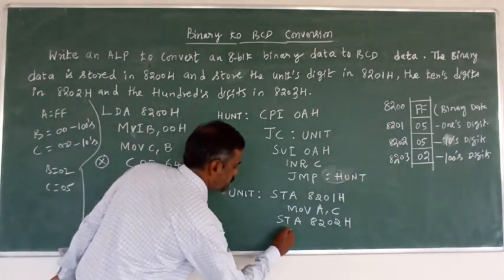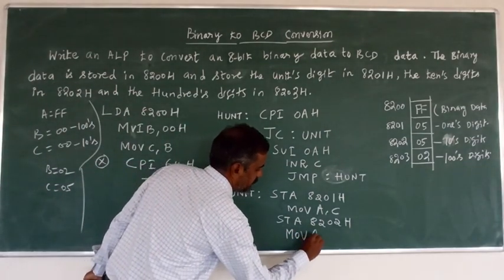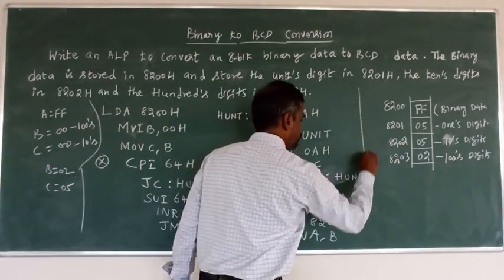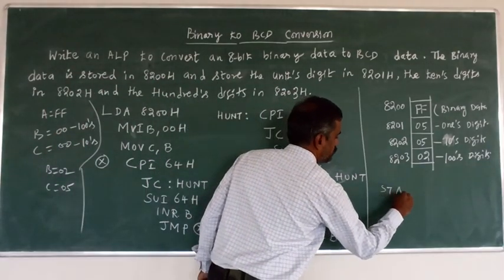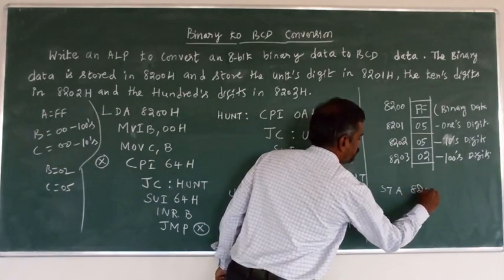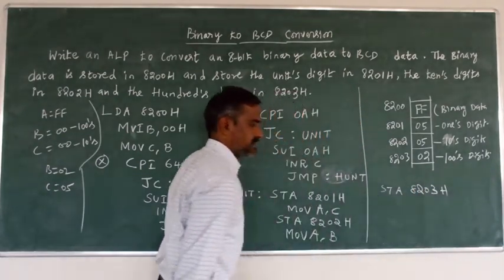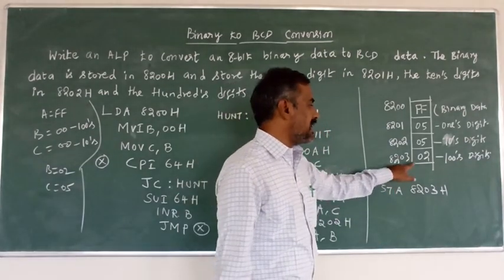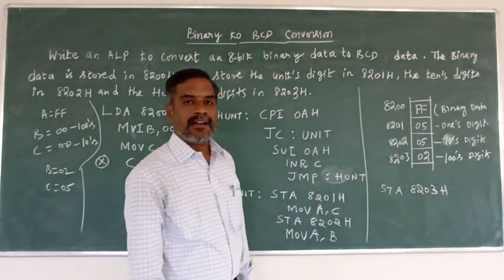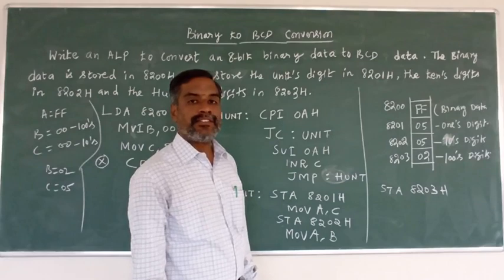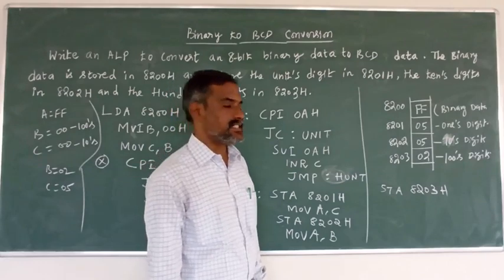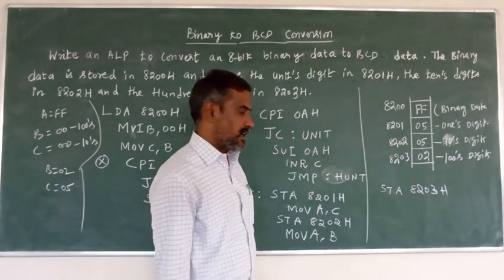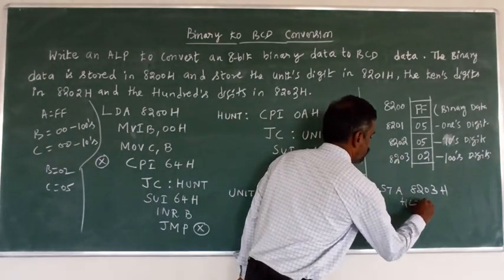Now the B register data is moved to the A register, and then the A register data is stored at address 8203. Now at address 8203, the accumulator holds the number of hundreds, so store 02 data at 8203. After that, halt the program.